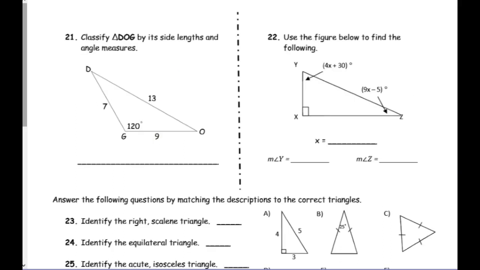21. We want to classify DOG by its side lengths and angle measures. So, if we look at its sides, 7, 9, and 13, those are all different. That's scalene. And by its angle measure, 1 is greater than 90. That's obtuse.